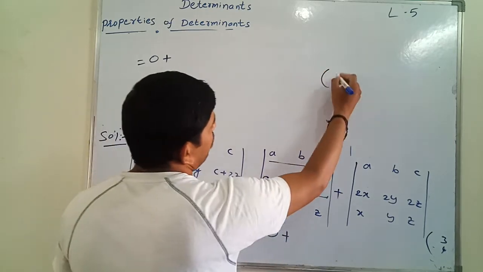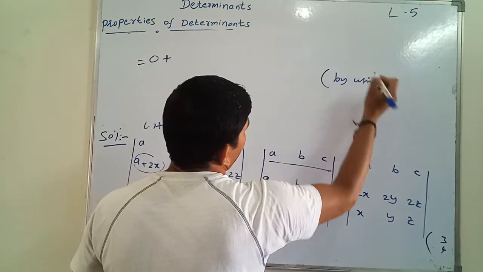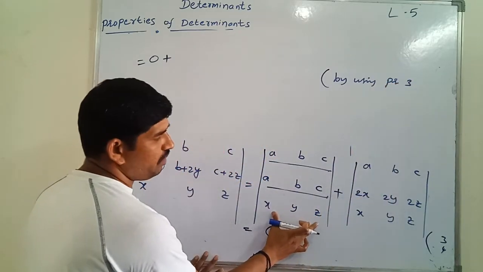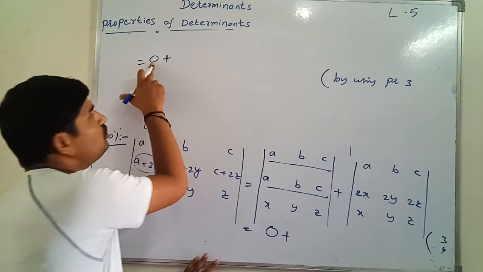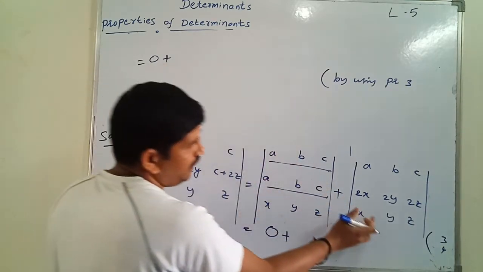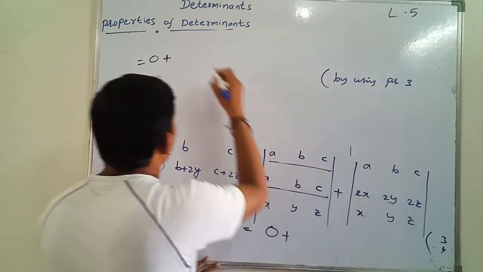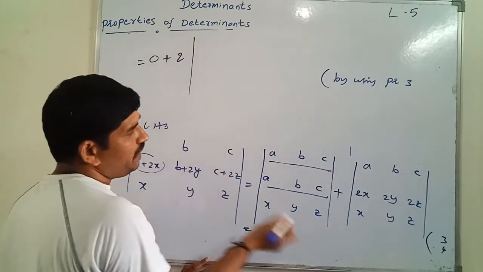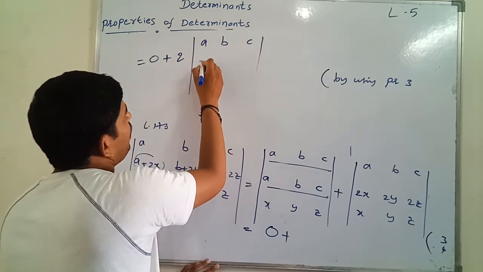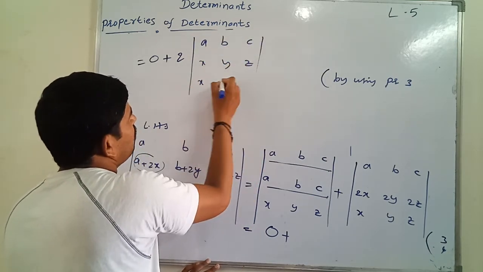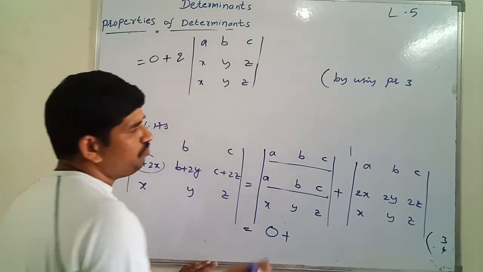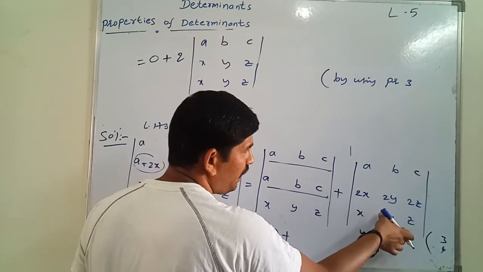So I am writing here: by using property 3, this determinant is equal to 0 plus. No need to observe here. We can continue from here. Next, from this we can take 2 common. By taking 2 outside: A, B, C. Next one is X, Y, Z. Again X, Y, Z. If we take 2 outside, we can say 2 into the determinant.